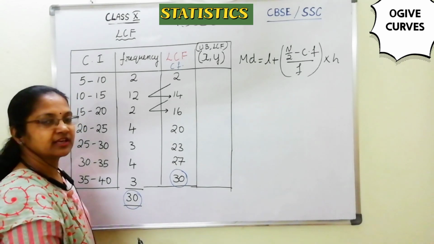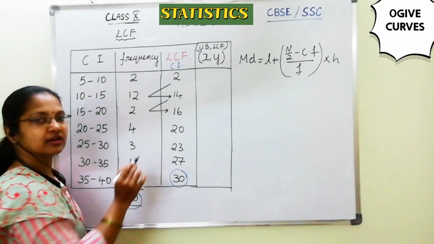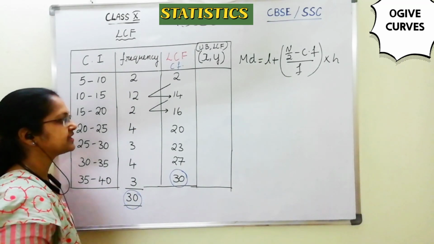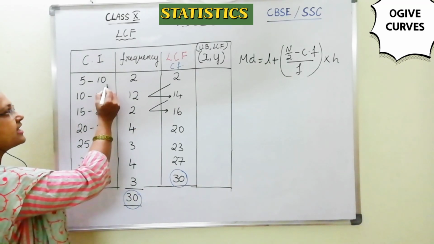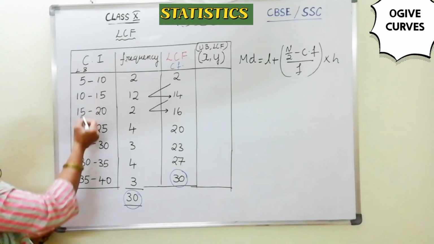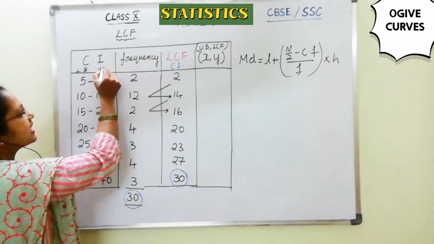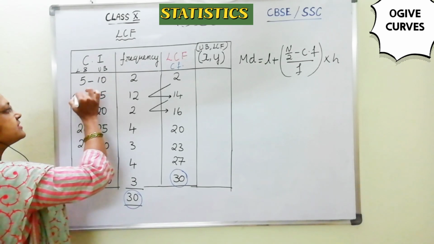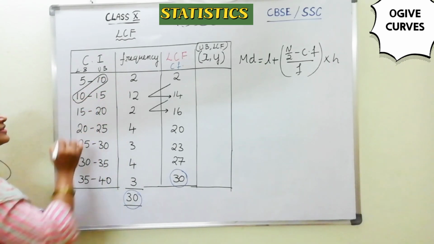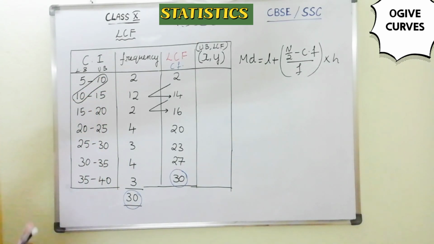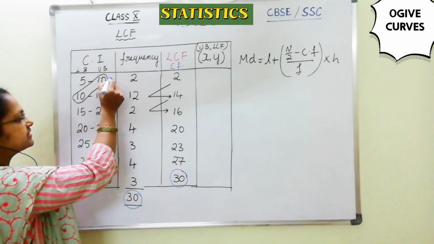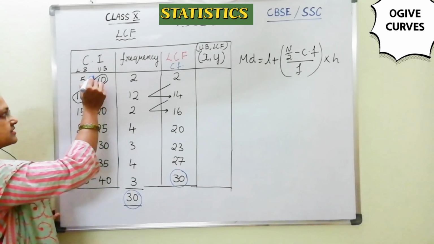The most important thing here to be noted for less than cumulative frequencies is we are going to take upper boundaries. This line is called lower boundaries and this one is called upper boundaries. Obviously this will be a continuous class interval. We can proceed further. We are going to select upper boundaries, that is this one first.